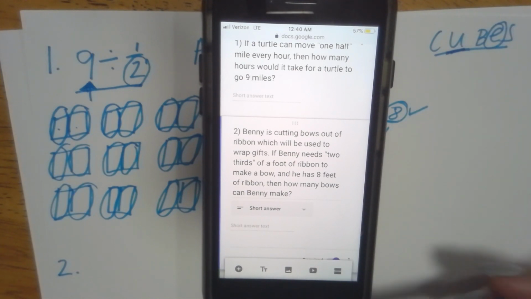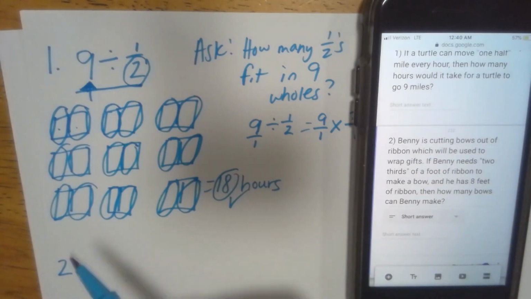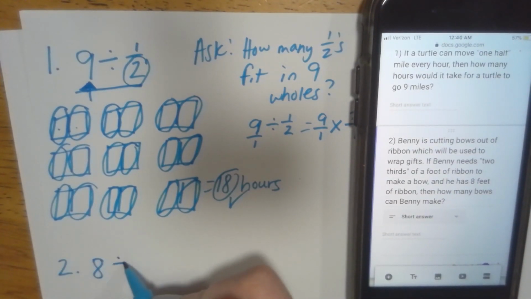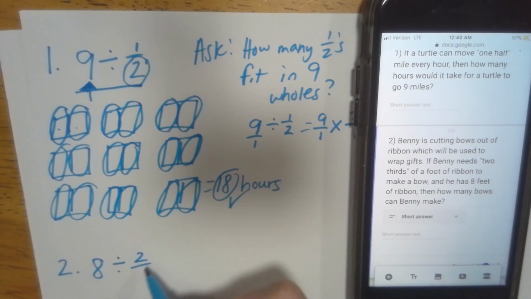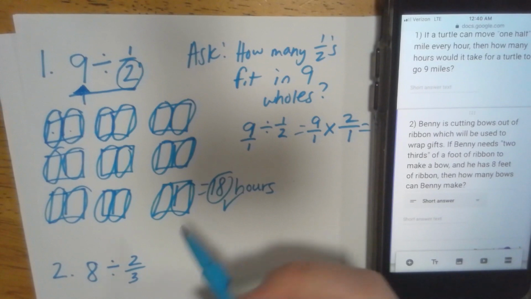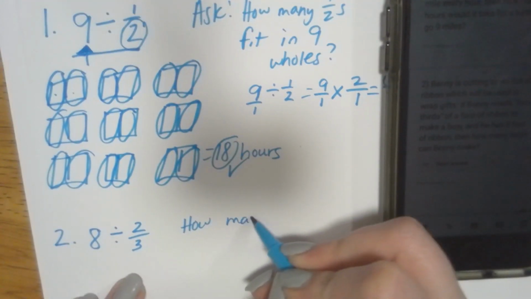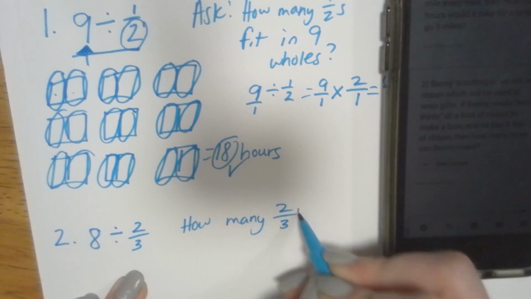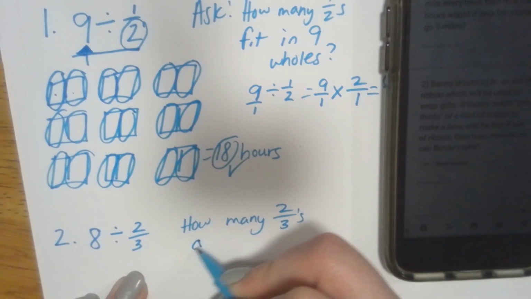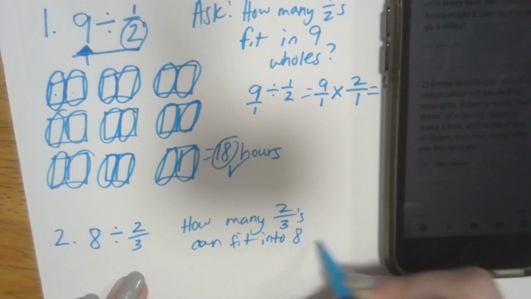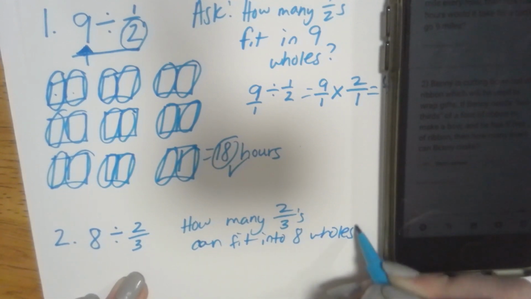Okay, so again, our whole is 8 because that's what we have so far. We are splitting it into 2/3 and we're seeing how many 2/3 can fit into 8. So that question is, we can start right from the start. How many 2/3 can fit into 8 wholes? Okay, so let's go ahead and set that up with our model.